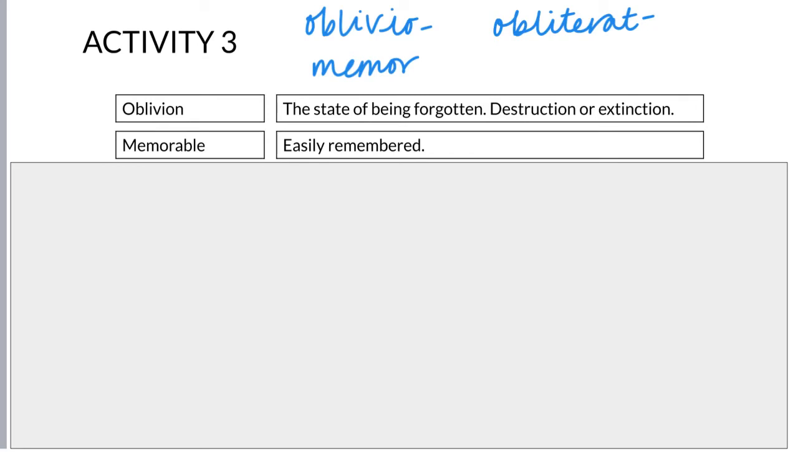Memorable. So memorable. You want to be able to be remembered. So this word means easily remembered. For example, the girl dressed up nicely and carefully selected a song for her audition because she wanted to be memorable.